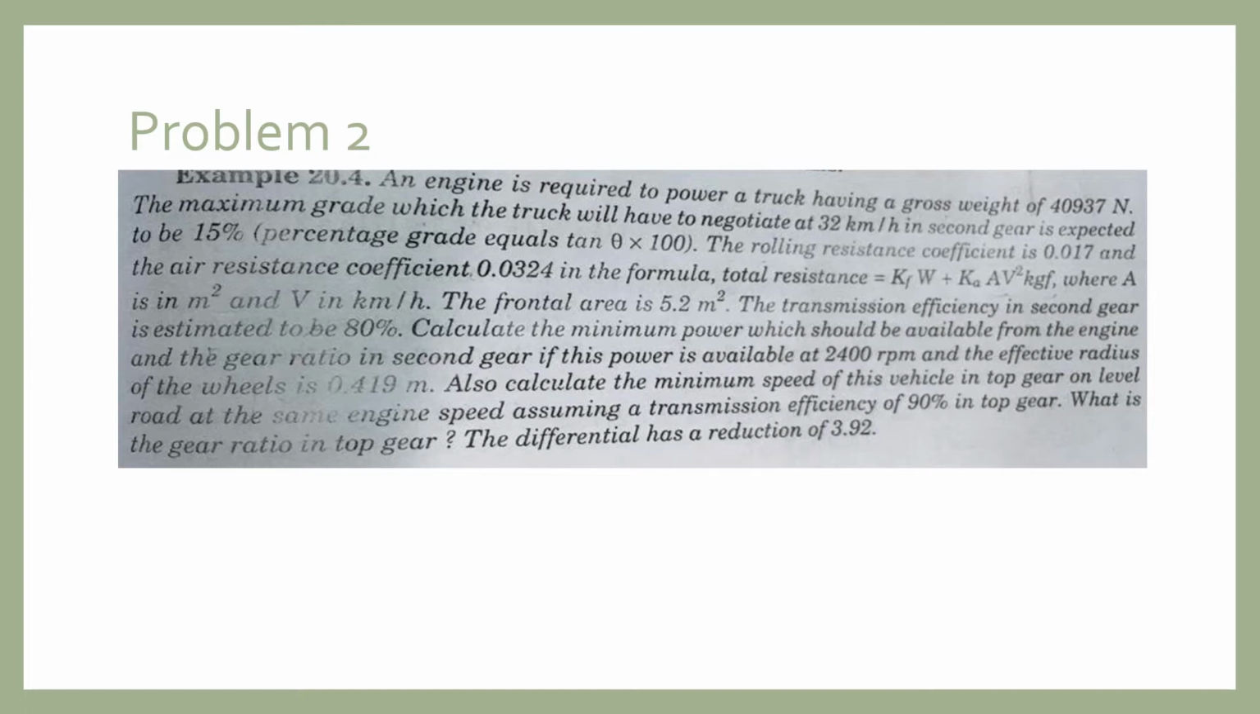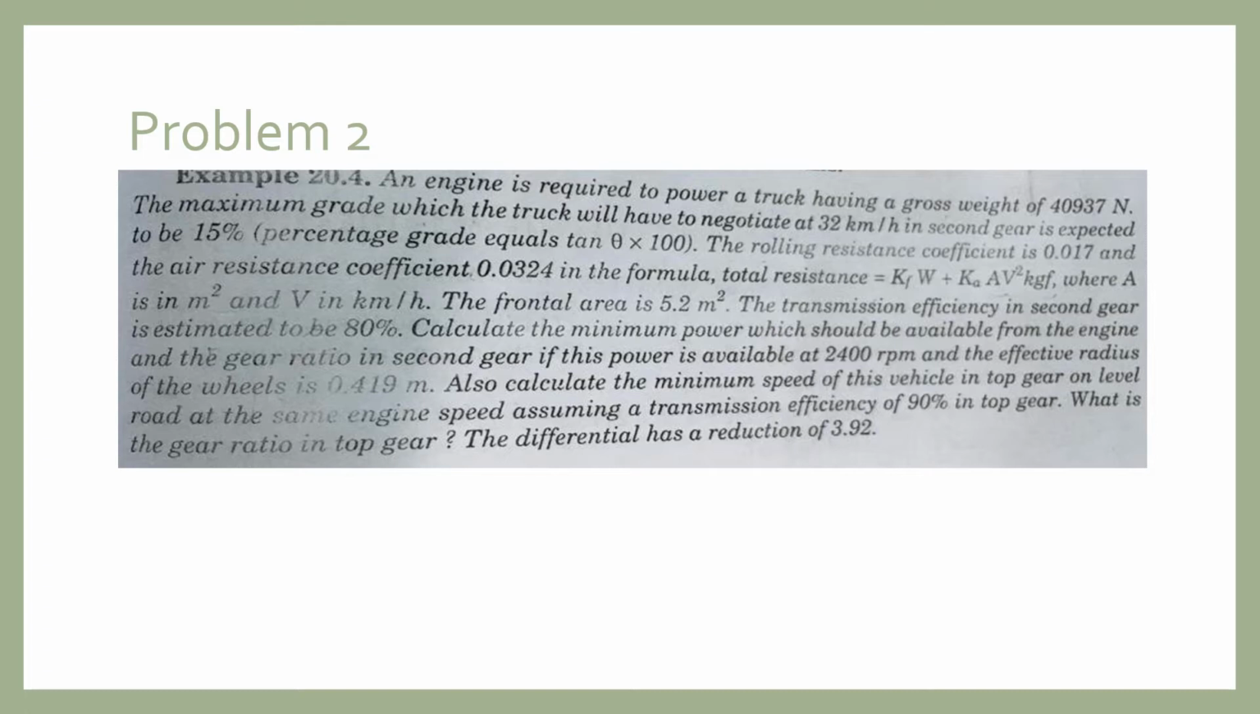The rolling resistance coefficient is 0.017 and the air resistance coefficient is 0.0324 in the formula where the total resistance equals Kr W plus Ka A V square. The unit is kgf, where A is in meter square and V is in km/h, and the frontal area is 5.2 meter square. The transmission efficiency in second gear is estimated to be 80%.